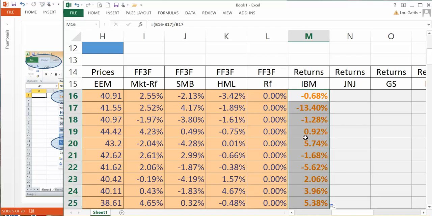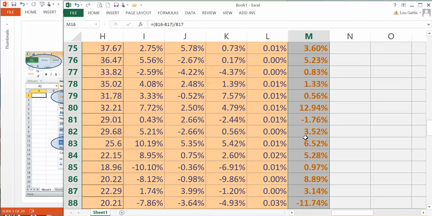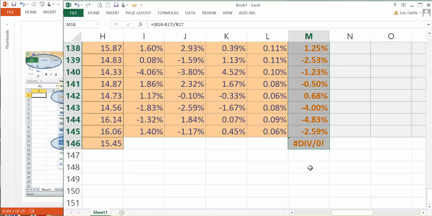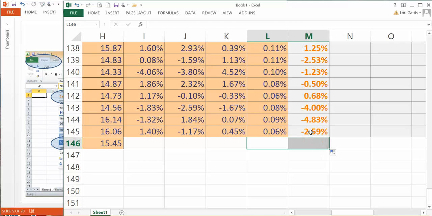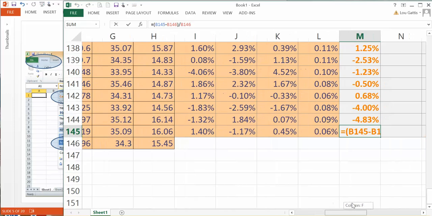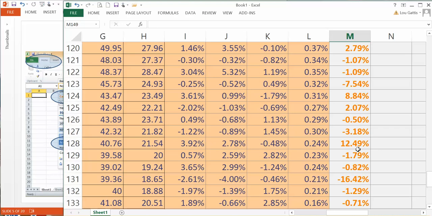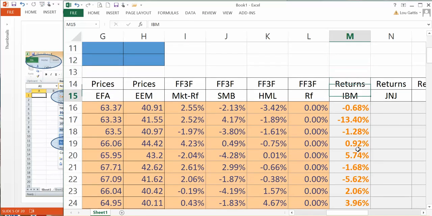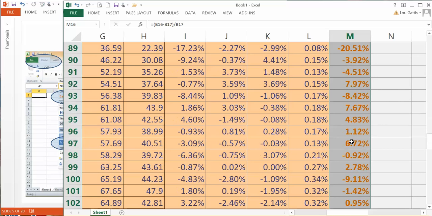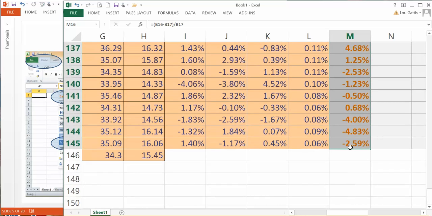I'll copy that down. So now I have returns going back to 2004, although I have to delete that last return since there's no price to point at. Also, notice I used a little trick there. If you have one calculation next to a column, if you double click on the lower right hand corner, it'll autofill to the bottom of the column to the left. So I use that.